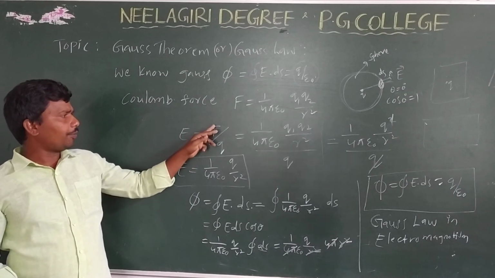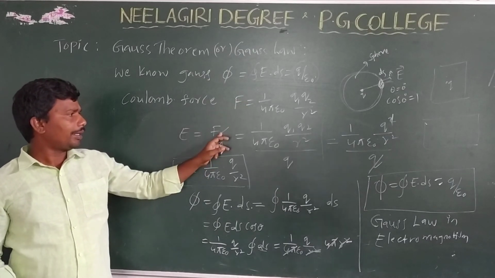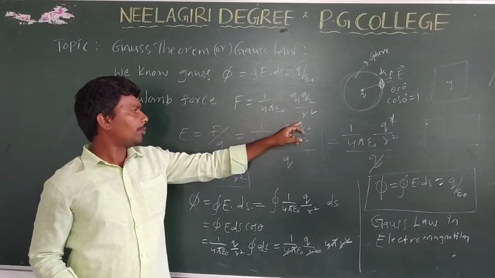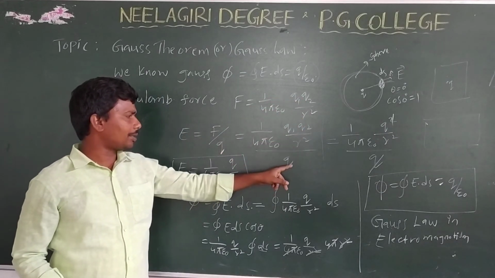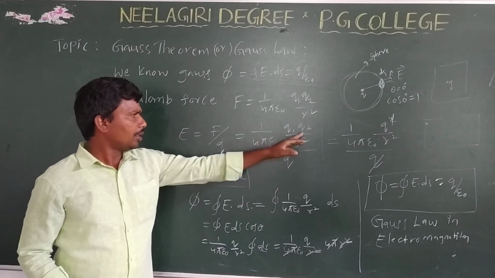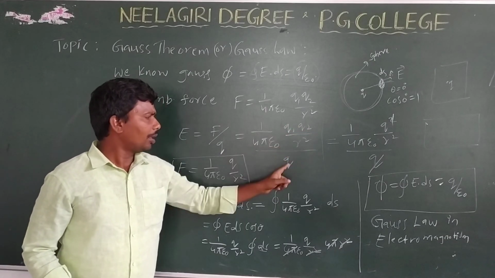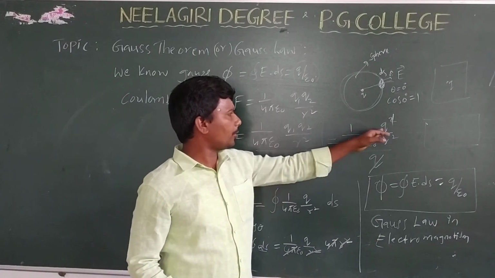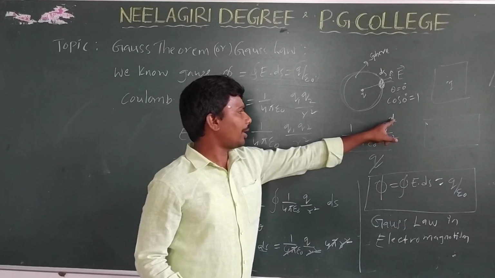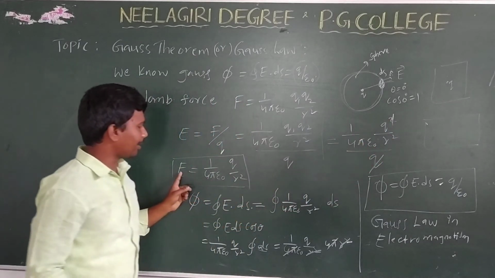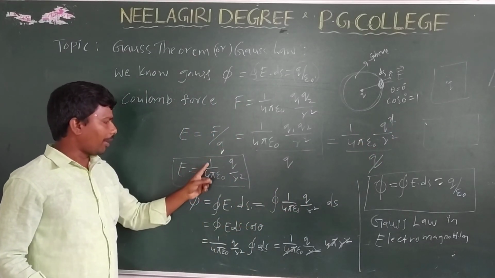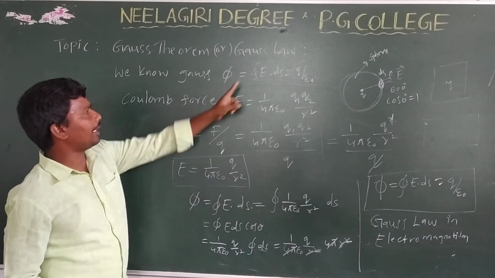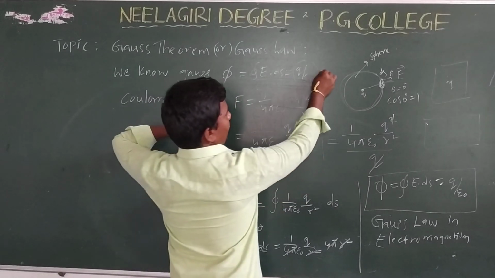So we write the force value from Coulomb's law. Here the value is 1 by 4 pi epsilon naught Q1 Q2 by R square. We write the unit charge as q, so we replace Q1 Q2 with Q into q. So q square is cancelled. We get E, the electric field intensity, is equal to 1 by 4 pi epsilon naught q by r square. This value is substituted in equation 1.